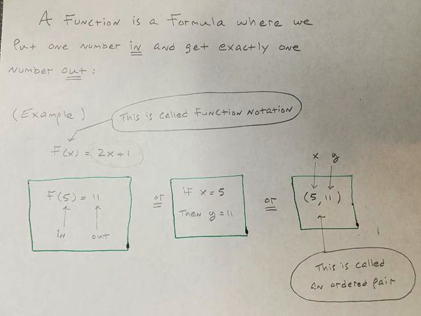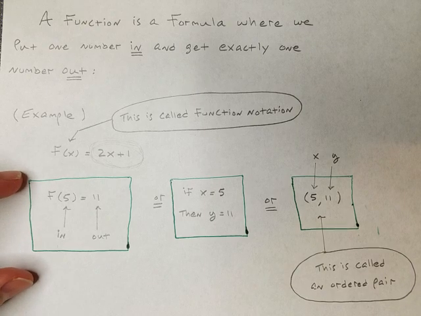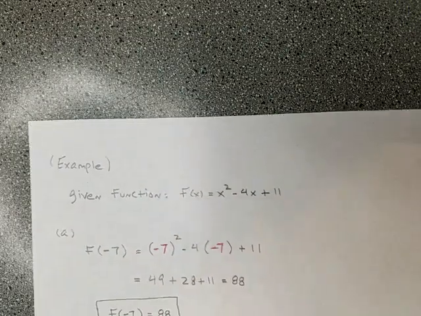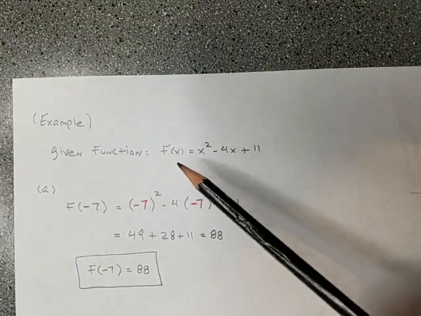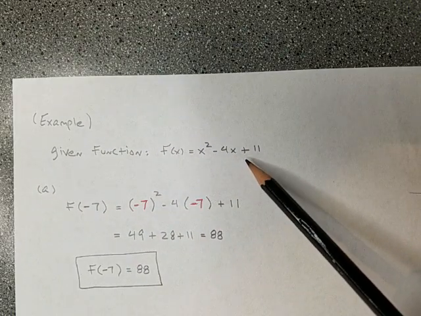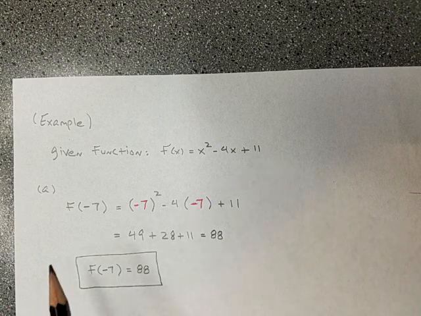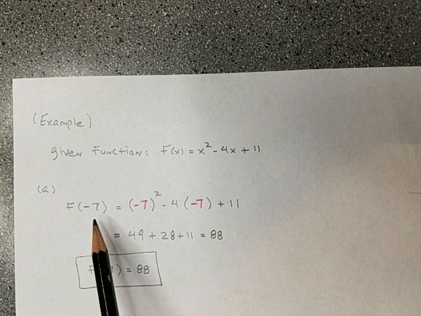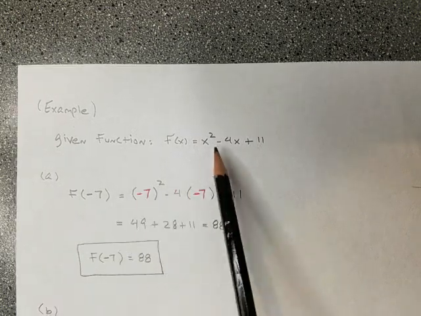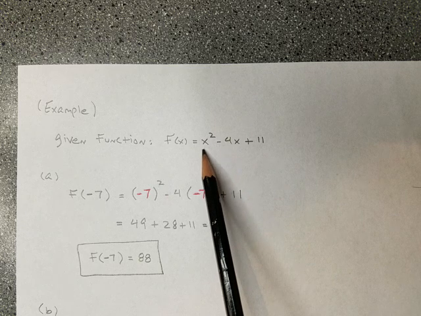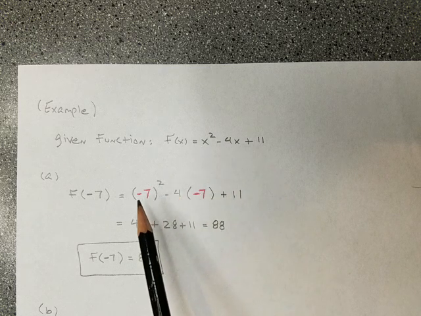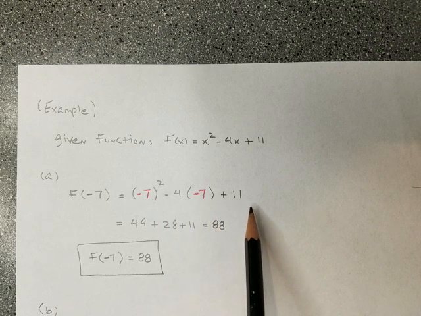Okay, now let's talk just about using function notation. Suppose I give you this function, f of x equals x squared minus 4x plus 11. You're probably going to be okay with it if I said, what is f of negative 7? You would say, well, okay, you take this formula, and wherever you see the x, the variable, you're going to replace it with negative 7, and it would look like this.